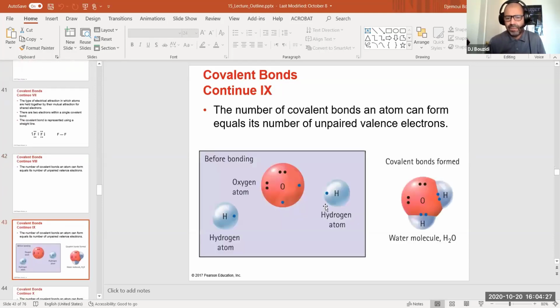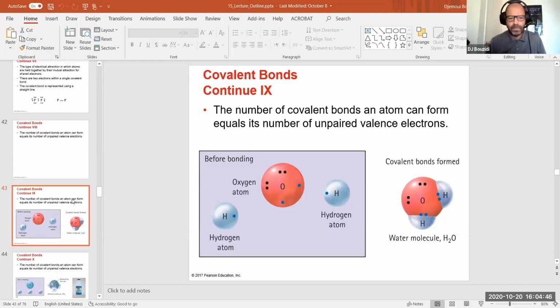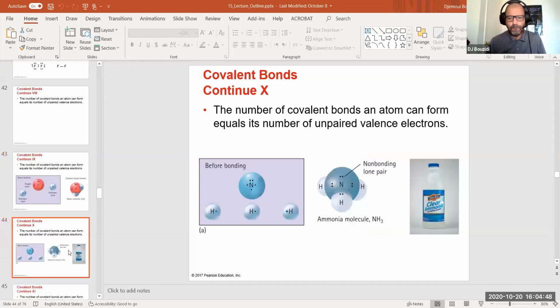Obviously, in the case of oxygen, where there is more than one electron it can bond with, you can have two covalent bonds, because it can bond one electron with one hydrogen and the other with the other hydrogen, forming H2O in this case.